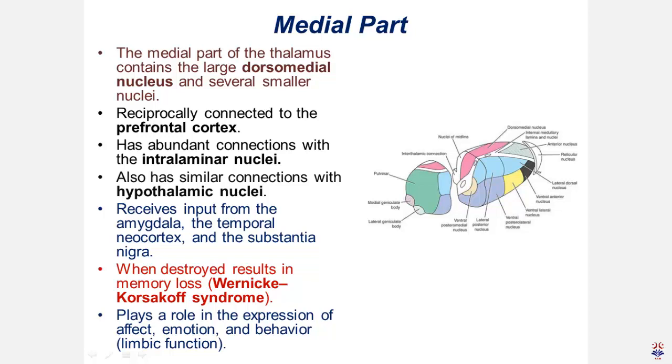This is the lamina, and this also contains different nuclei. It has similar connections with the hypothalamic nuclei. It receives input from the amygdala or amygdaloid body, temporal neocortex, and substantia nigra.